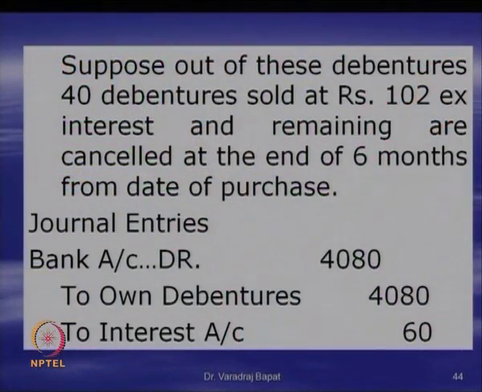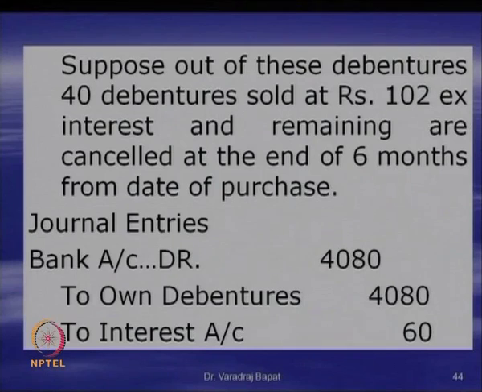Now suppose out of these debentures, 40 debentures are now sold back. So we bought debentures at 98, we are going to sell them back. Let us assume that we are selling them at 102 rupees ex interest, and the remaining ones are cancelled at the end of 6 months.